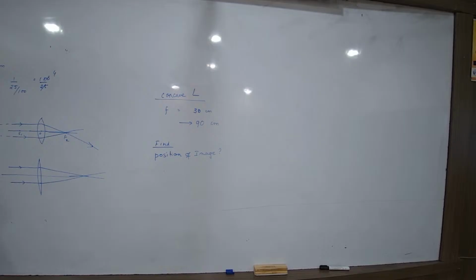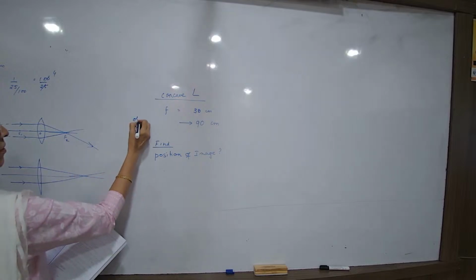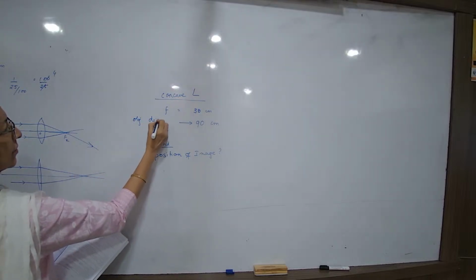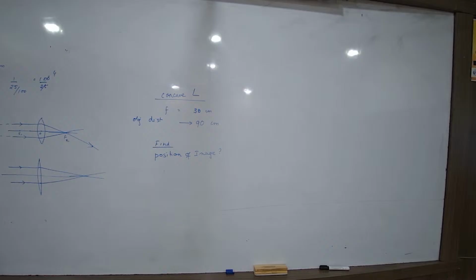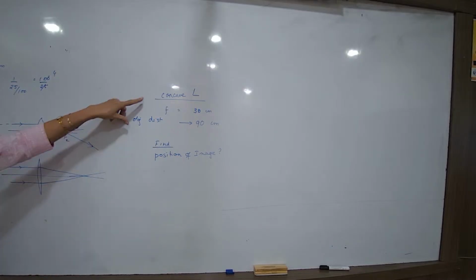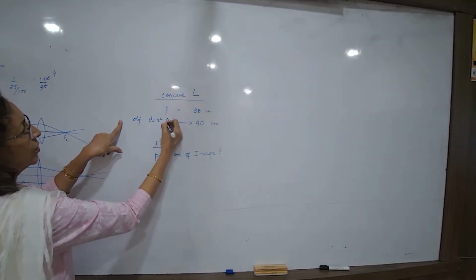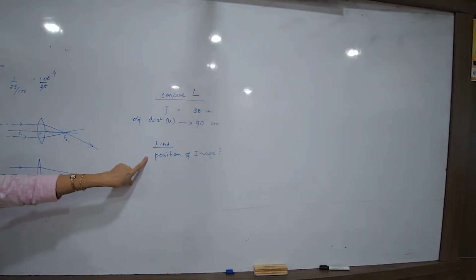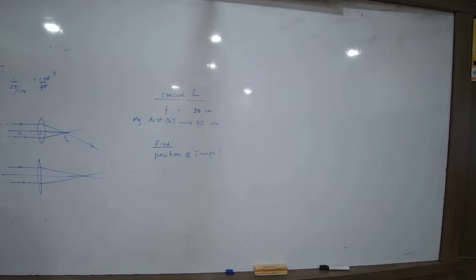What have they given you? Object distance, isn't it? So this is object distance. So what alphabet will you use here? Come on, what formula will we use? F is there, U we know, V we have to find out. 1 upon V minus 1 upon U is equal to 1 upon F. Be careful of the signs here.